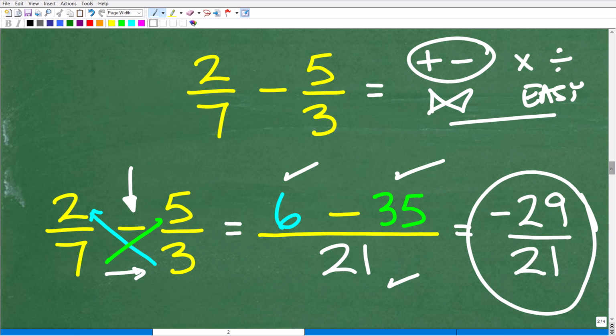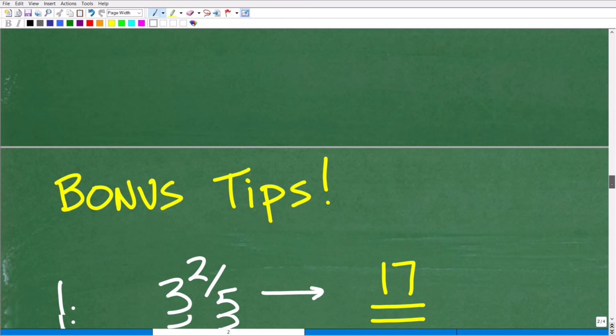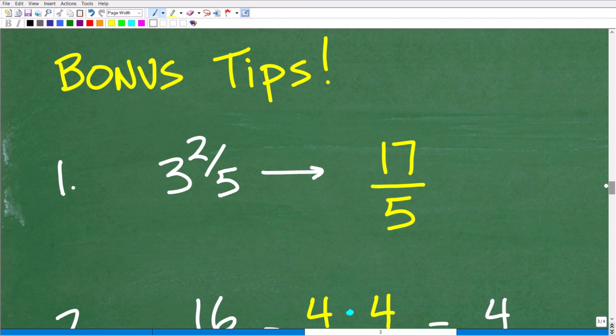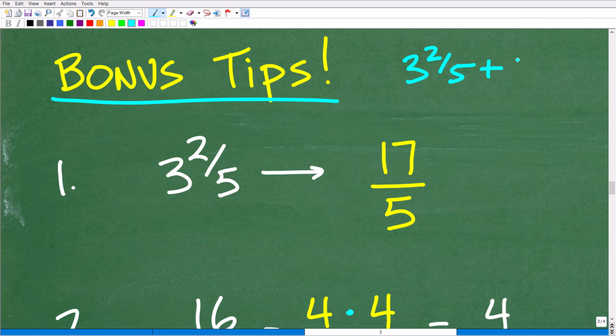Now, let me give you a couple bonus tips here. Some of you might be saying, oh, okay, but what about this? What about that? Well, I can't possibly cover every single aspect of fractions, but this is a lot of ground that I'm covering here. So here's the first thing. What if you're dealing with mixed numbers? So this is a mixed number fraction, and you have something like 3 and 2/5 plus 1 and 1/3.